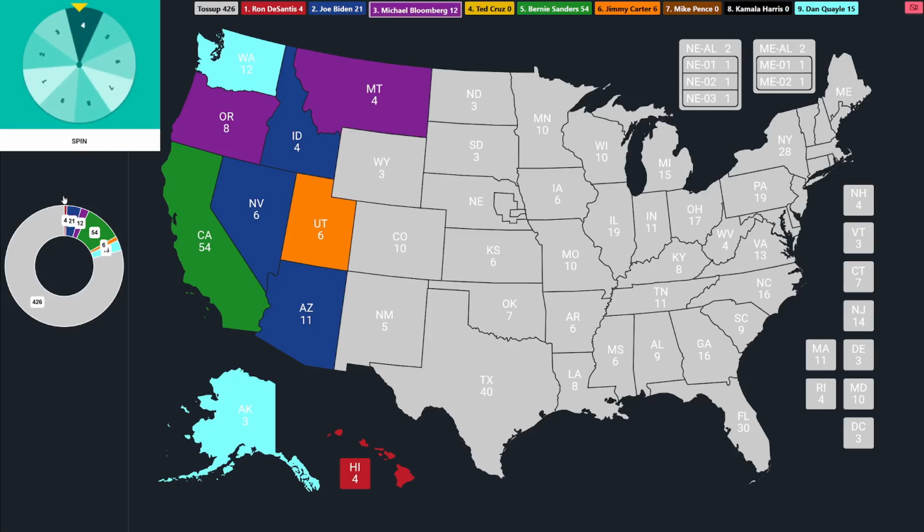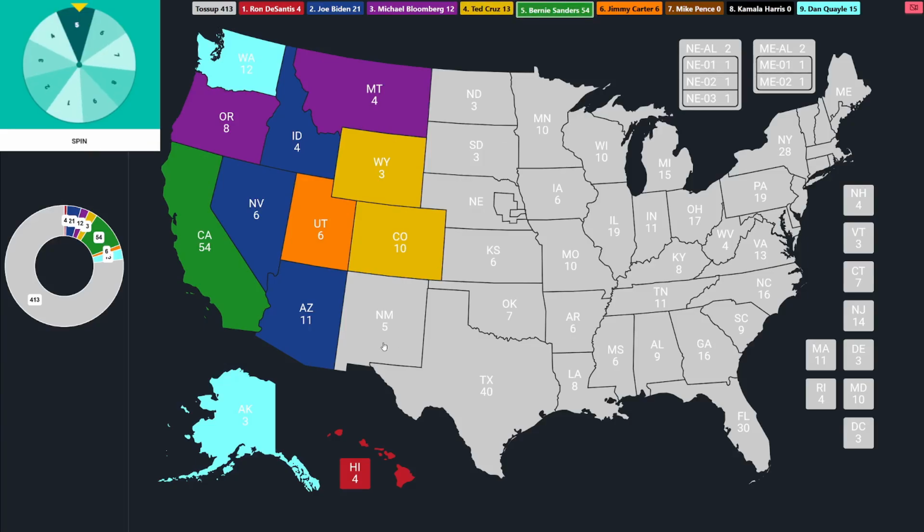Number 4, it's going to be Ted Cruz. He's got his first state. Let's hop down to Colorado. Nice round number here, 10 votes. Ted Cruz, back-to-back states. Next, Land of Enchantment time, New Mexico. And that's number 5. Bernie Sanders, tacking on 5 more.